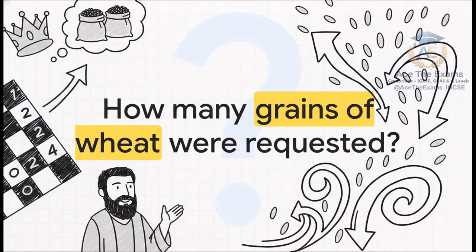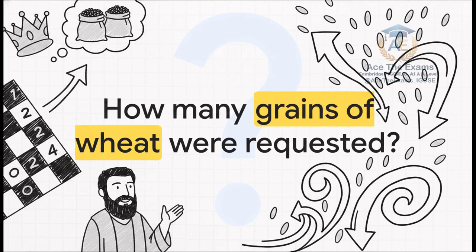Now, we finally have the tools to go back to our chessboard. Sissa Ben Dahir asking for doubling grains on 64 squares. Square 1 had 1 grain, square 2 had 2, square 3 had 4. This is a geometric progression where our first term is 1 and our common ratio is 2. The king thought he was giving away maybe a couple of sacks of wheat.